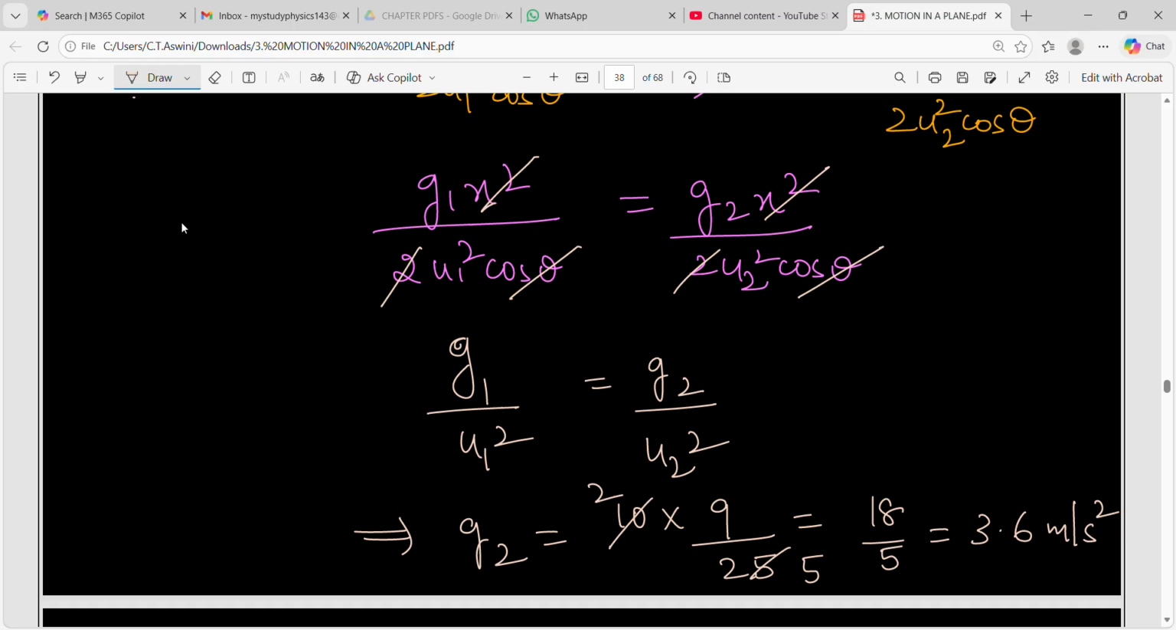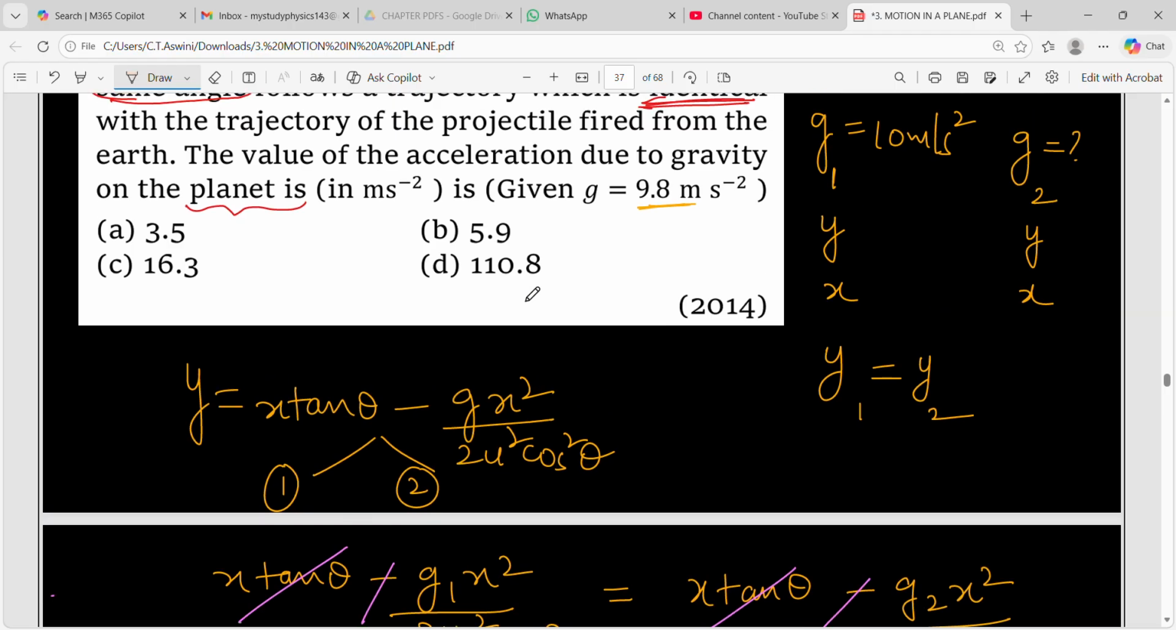We took the g value as 10, so you got 3.6. If you take 9.8, it is slightly less than 3.6. Because in the question they said take the g value as 9.8, slightly less than 3.6. That means what is our option? Option A is the answer.